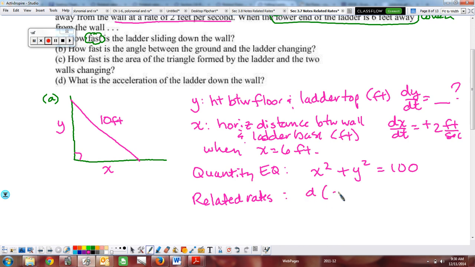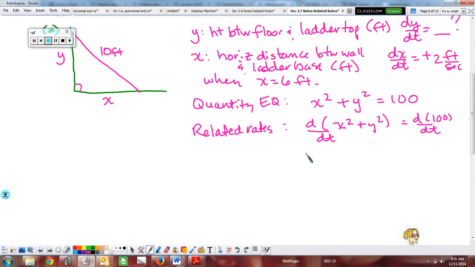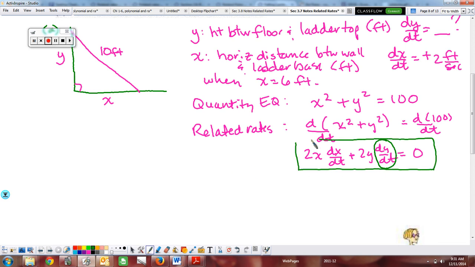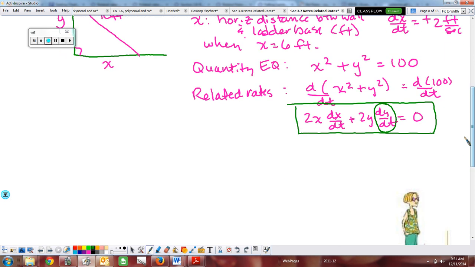I take the derivative of my quantity equation with respect to time, and we end up with a related rate equation of 2x dx/dt plus 2y dy/dt equals 0. We are trying to find dy/dt, and so I basically have to take the related rates formula and plug in everything I know. Now, we're going to have some things that we're missing, so I start filling it in.